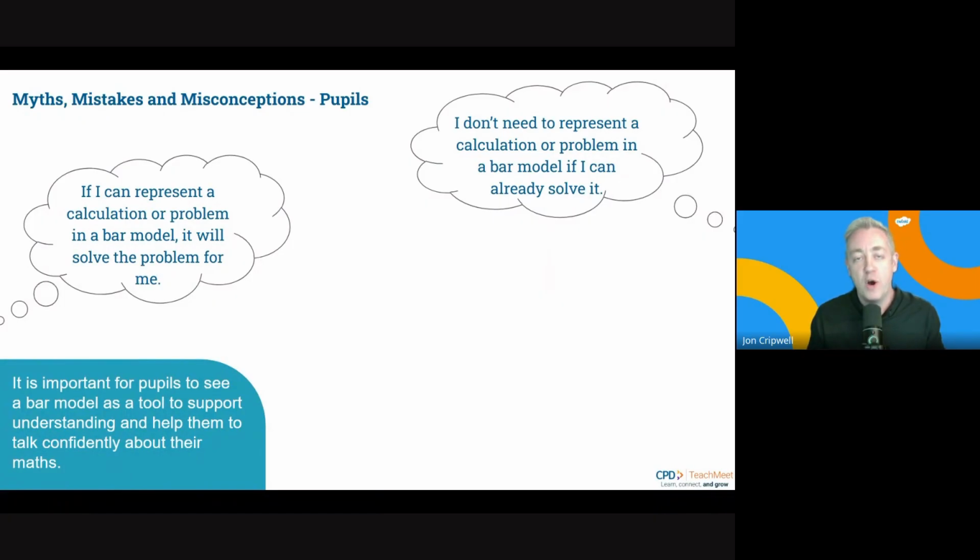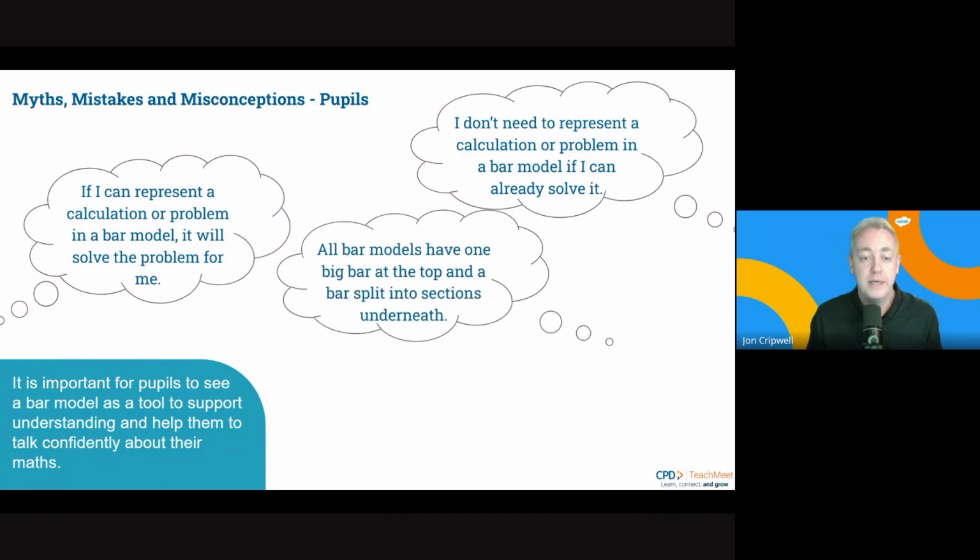But they're not a method to solve it. We should have more efficient methods than that. The purpose of them is to help us to understand which method might help us to solve it. All bar models have one big bar at the top and a bar split into sections underneath. If this was an always, sometimes, never problem, this would be a sometimes answer, I would suggest.